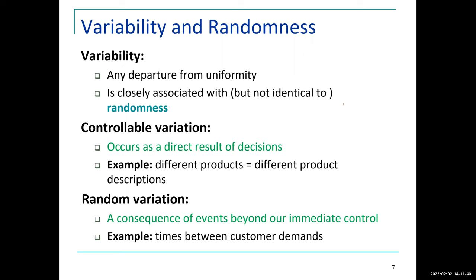Controllable variation occurs as a direct result of decisions. For example, different products will require different product restrictions, and that's something that you can control. A random variation is a consequence of events beyond our immediate control, for example, the times between customer demands. If you're selling a product, you might get some demand, but you cannot control the customer demands. Those are going to happen randomly, and you have to plan for them. So there's variation that you can control, and there's variation that is random.